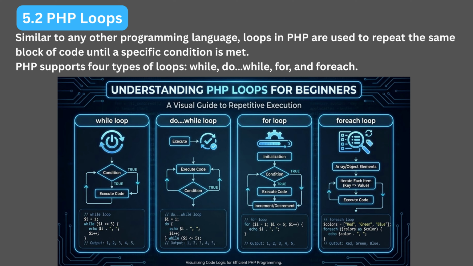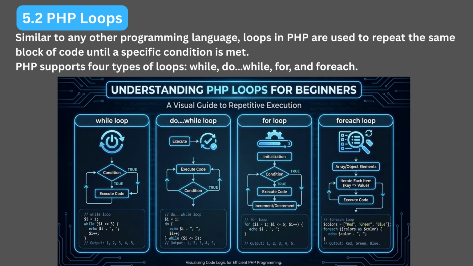The for loop is commonly used when you know exactly how many times you want to repeat something. It has three parts: initialization, condition, and increment or decrement. Initialization sets the starting point. The condition decides how long the loop should run, and the increment section updates the value after every repetition. This loop is great for counting numbers or iterating through fixed ranges.